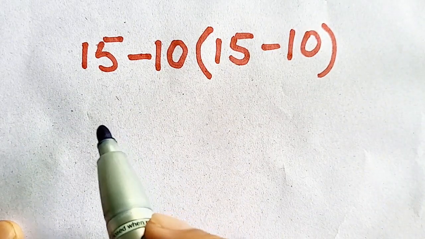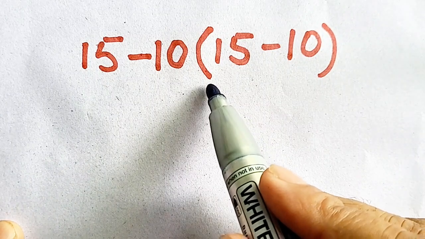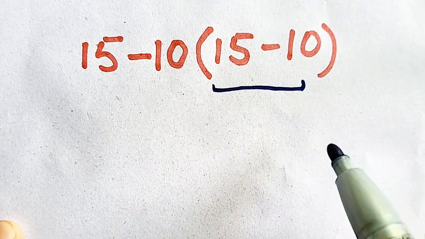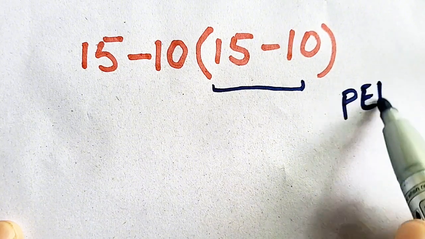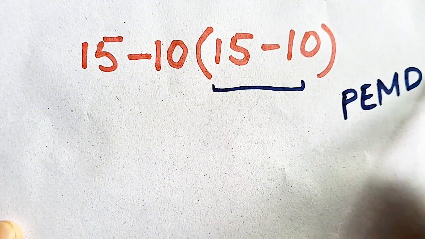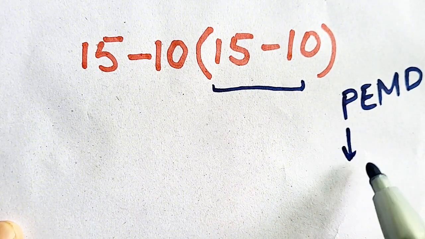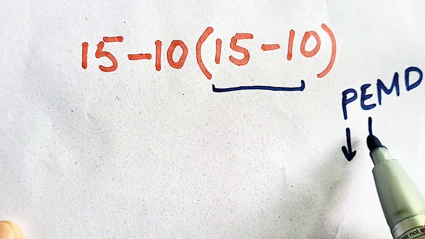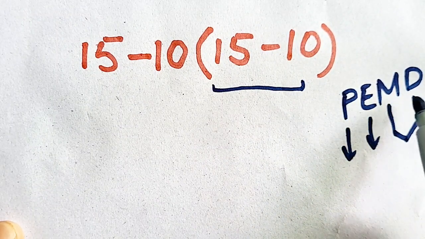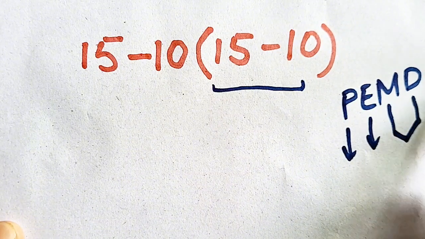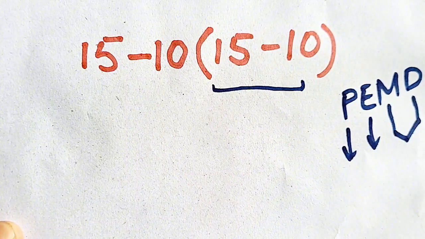This question can be carried out as follows. First of all, we will solve the parentheses, because PEMDAS says that first parentheses should be solved, then exponents, then multiplication and division, which both have the same priority, and then addition and subtraction.